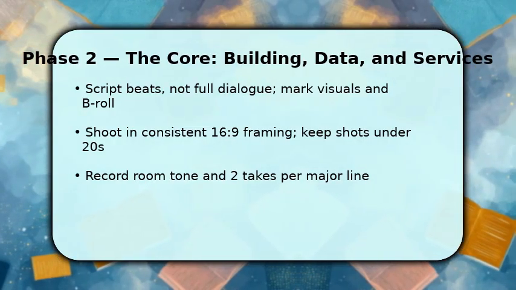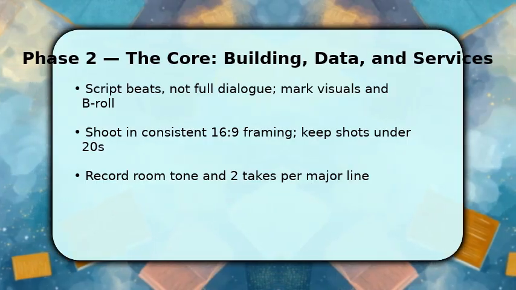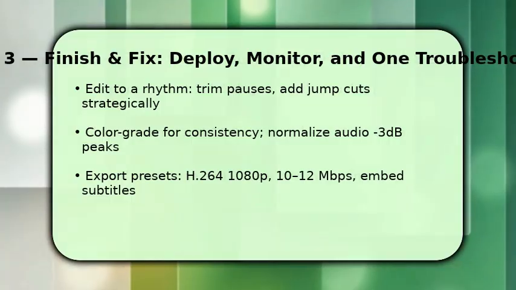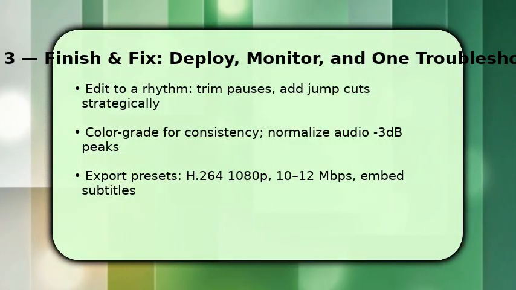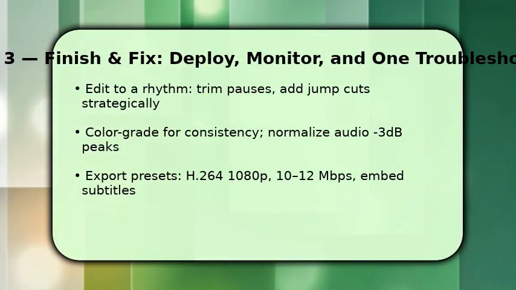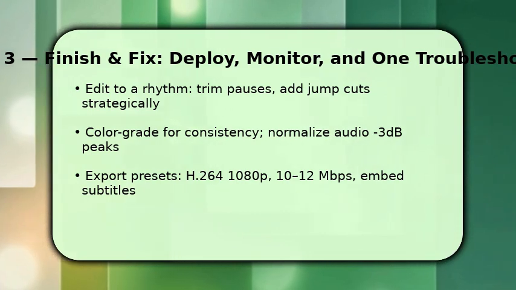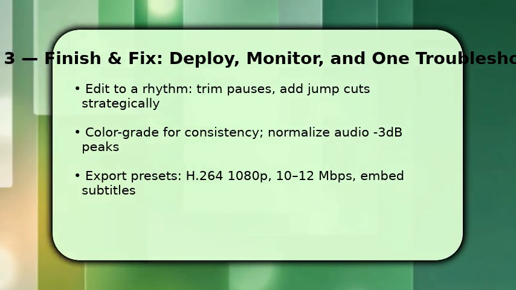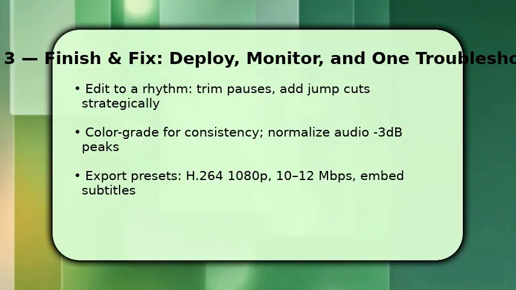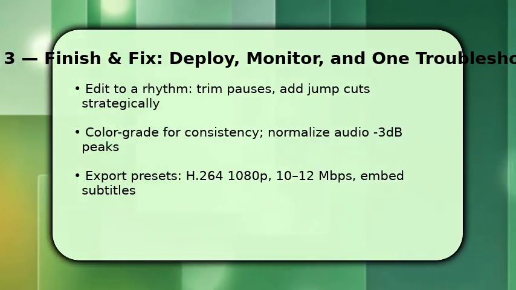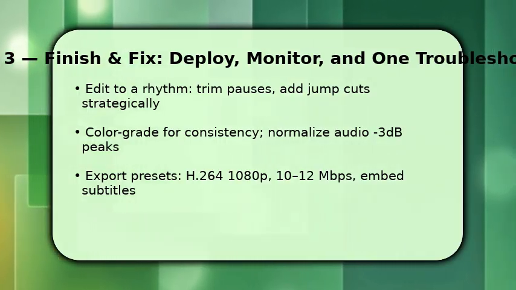You finalize by editing for rhythm. Trim long pauses, tighten sentences, and add jump cuts only where they improve clarity. Then color grade for consistent skin tones and normalize audio so peaks sit near -3 dB. Export with H.264 at 1080p and 10-12 Mbps to balance size and quality.